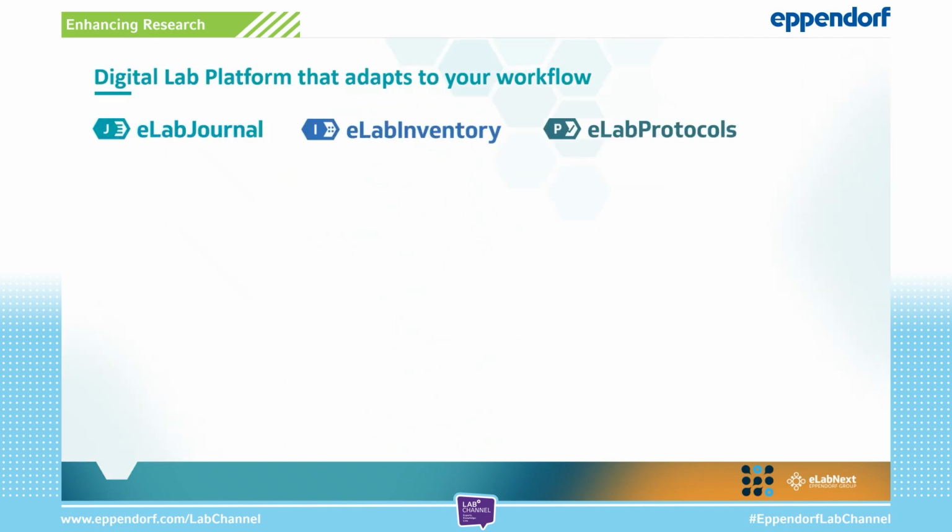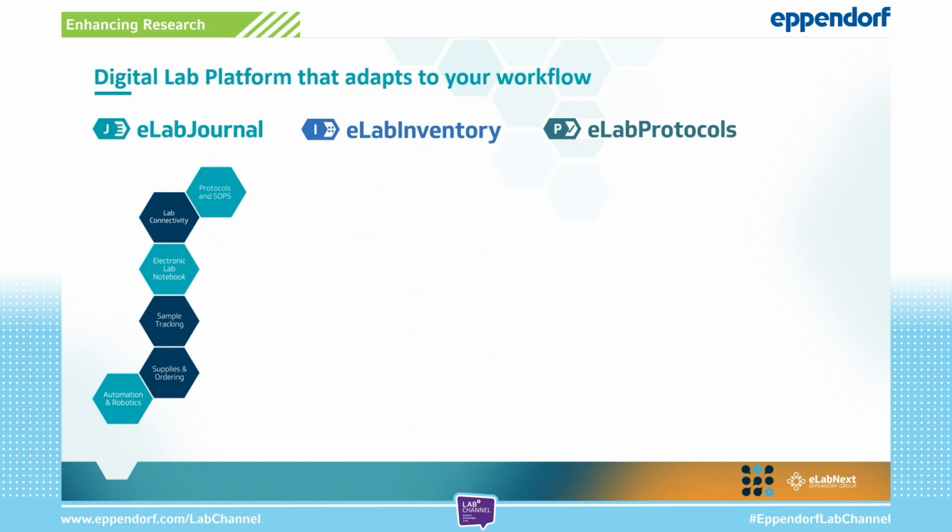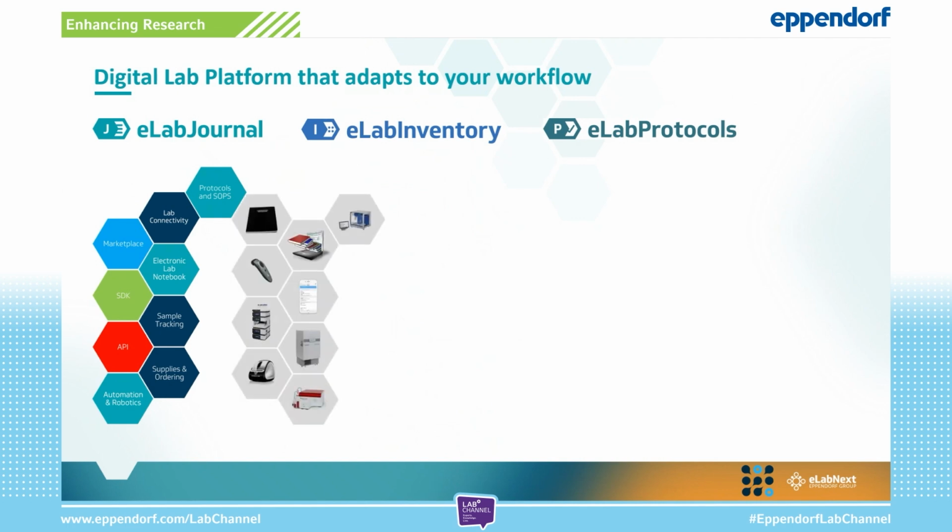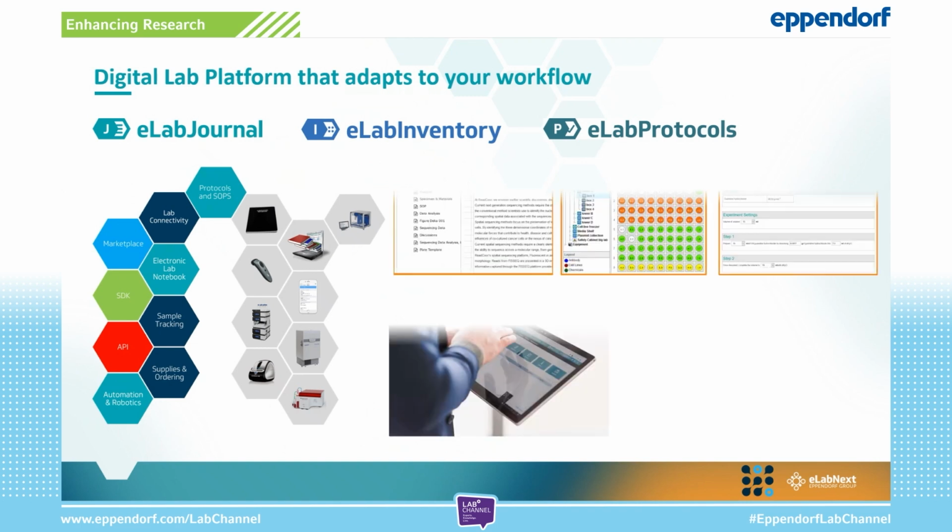So to recap, the key modules of eLab are eLabJournal, eLab Inventory, and eLab Protocols. And this allows you to do all kinds of things in the lab, from sample management to supply and ordering, automation of your robotics, electronic lab notebook, management of your SOPs, and so on. And with the power of the API and SDK in the marketplace, this is able to get connected to other systems, other platforms, and it extends the capabilities of the lab.